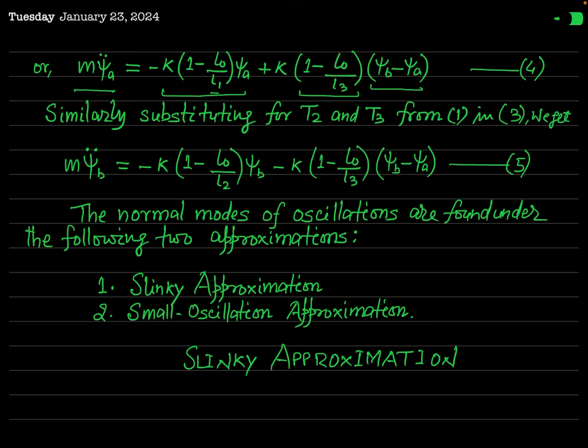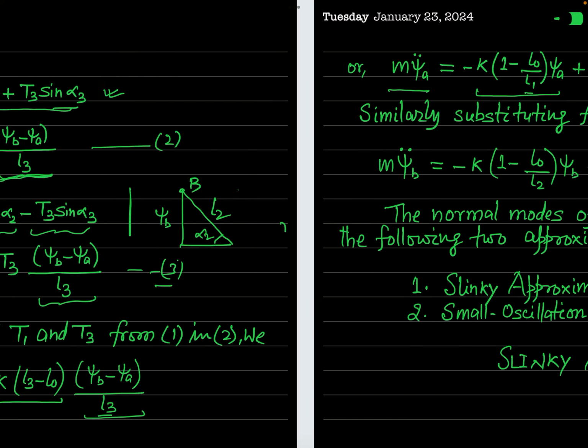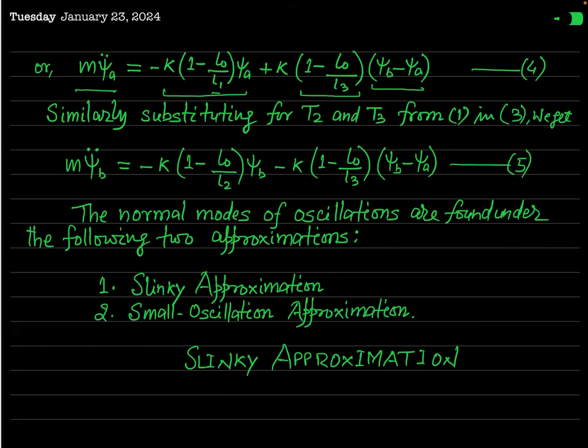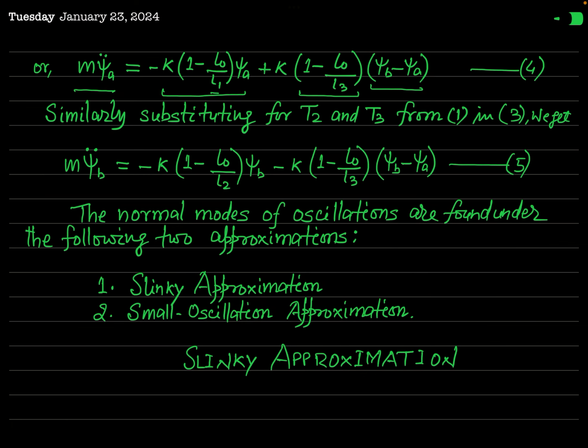In the similar manner, when you substitute the values of T2 and T3 from equation 1 in equation 3, you will get a similar result. This will be m times psi B double dot is equal to minus K times 1 minus L0 by L2 times psi B and minus K times 1 minus L0 by L3 times psi B minus psi A.